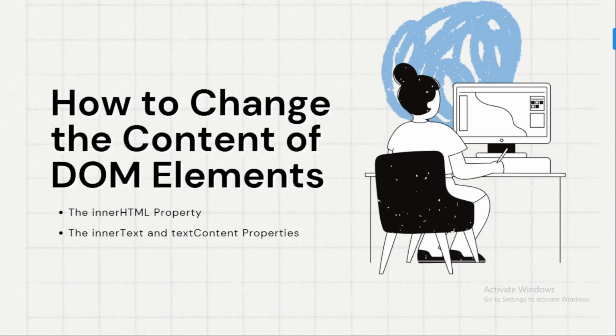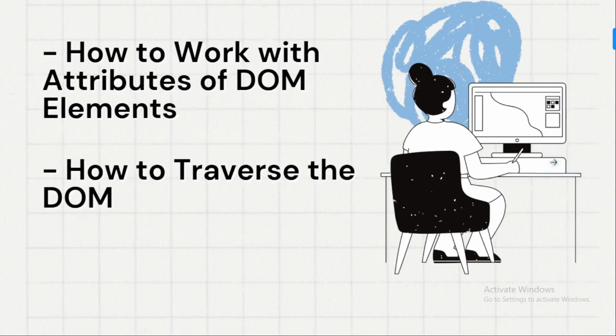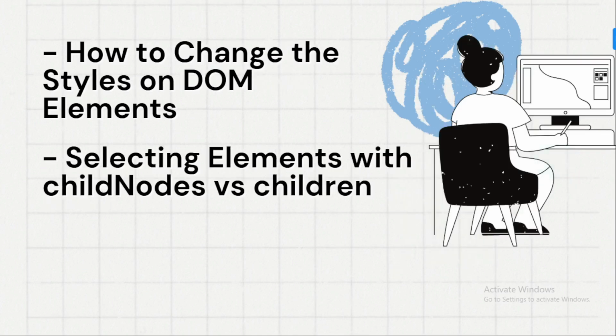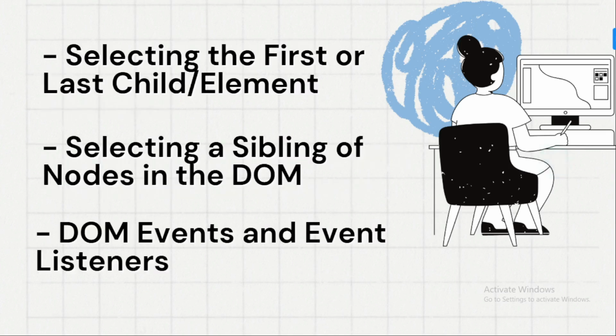We also have how to change the content of DOM elements. We can make use of the innerHTML property and also innerText and textContent to do this as well. These are the things we'll also be working on: how to work with attributes of DOM elements, how to traverse the DOM, how to change the style of DOM elements, selecting elements with childNodes versus children, selecting the first or last child element, also selecting the siblings of a node in the DOM, and then we are also having DOM events and event listeners.